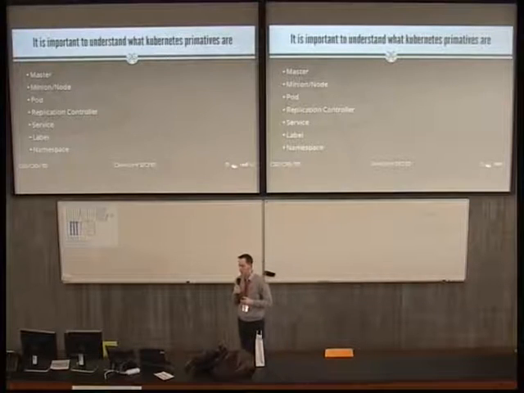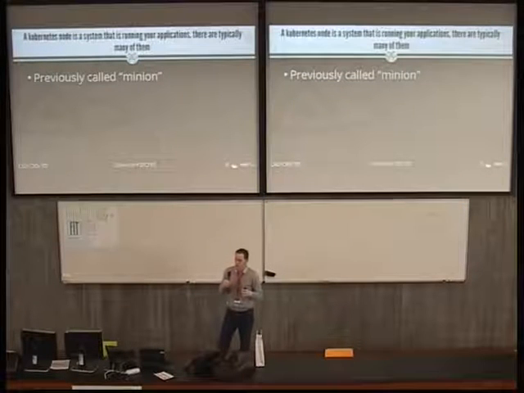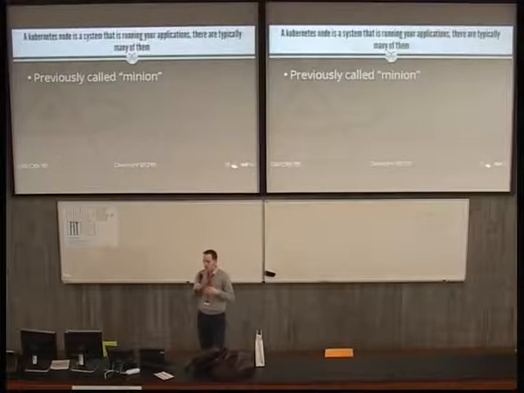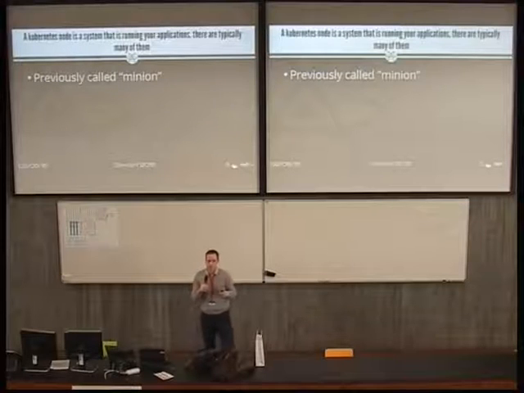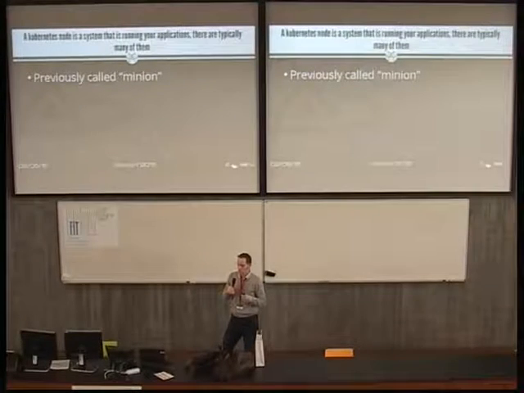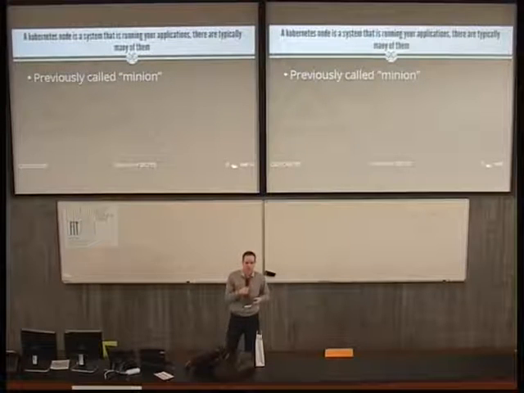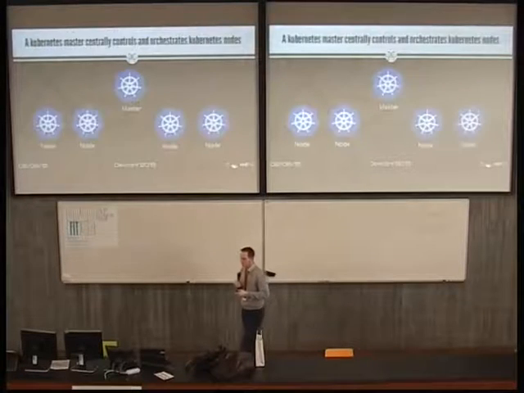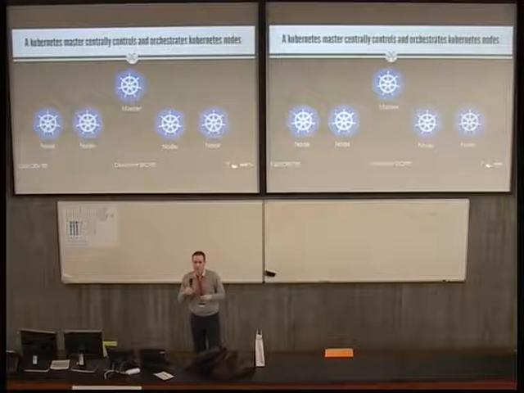So if we're going back to the Kubernetes node, it's the system that is running your applications, and typically there are many of them. It was previously called a minion. And so if you have a Kubernetes cluster, if you have hundreds of these things, a 100 node system, the node itself is where your applications are typically going to be running. The Kubernetes master then controls and orchestrates those Kubernetes nodes.